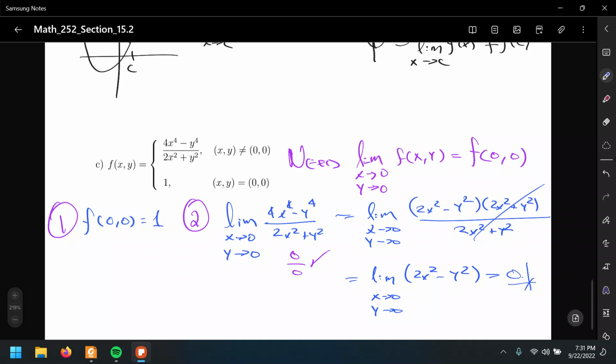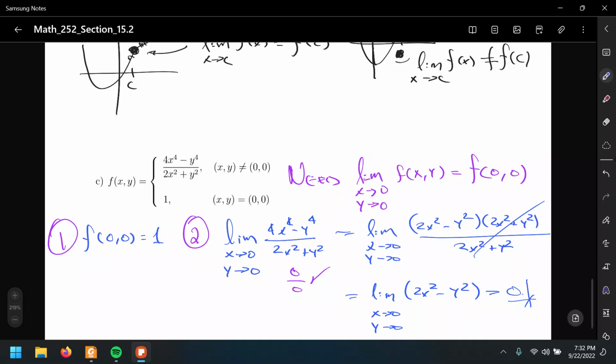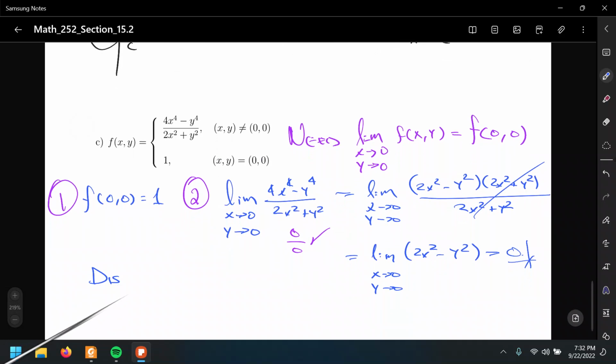Now, let's compare. Is the value of the limit the same as the value of the function? No. Continuous or discontinuous? Discontinuous. So, we need to state discontinuous. Or actually continuous for all x, y in the real numbers except at the point 0, 0. It's not continuous at that point. Right?